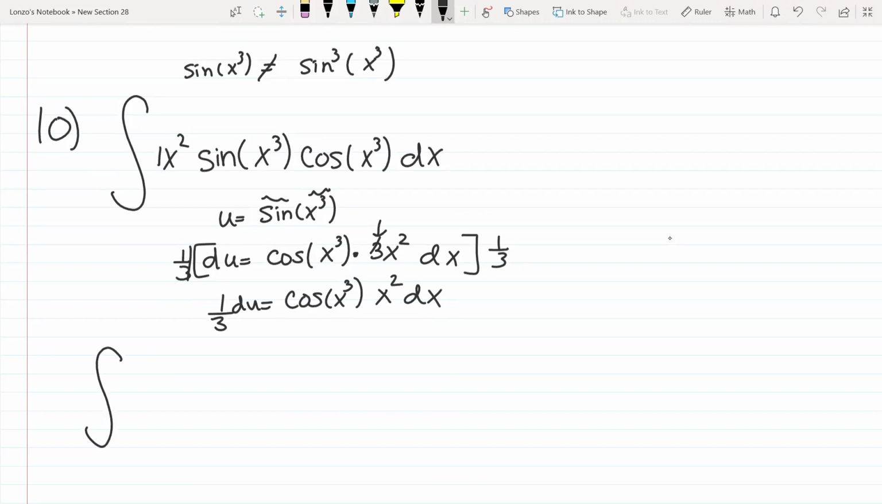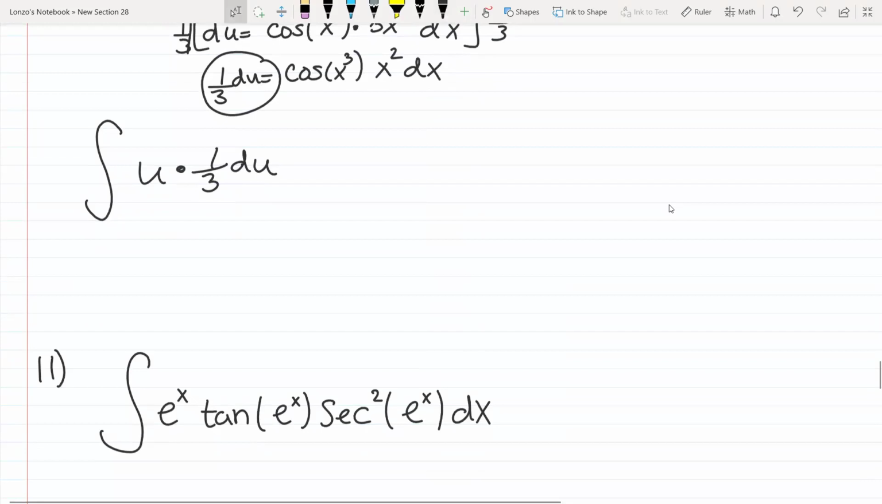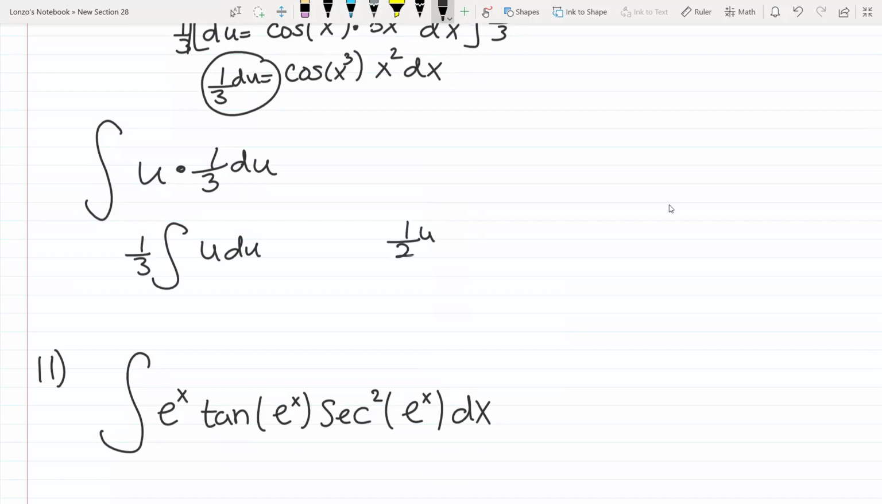And then our u is sin of x cubed, so that's going to be u. And then you can replace cosine x cubed times x squared dx with 1/3 du. Okay. So then do the integration. So 1/3 is a constant, so put it outside. And then the integration of u is 1/2 u squared, and then you still have this 1/3 plus c.